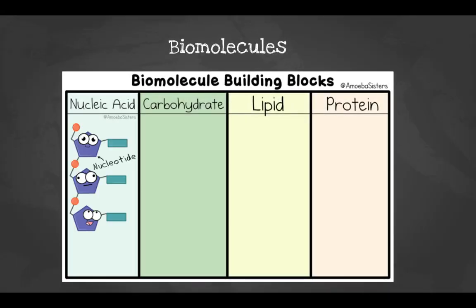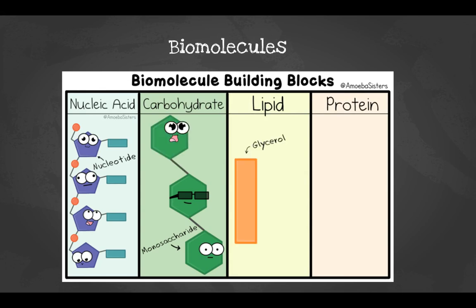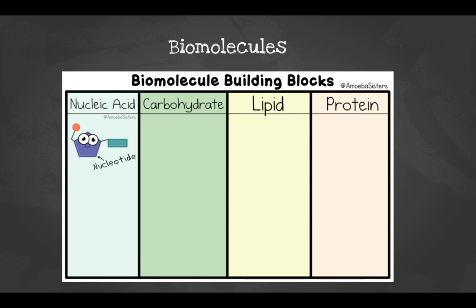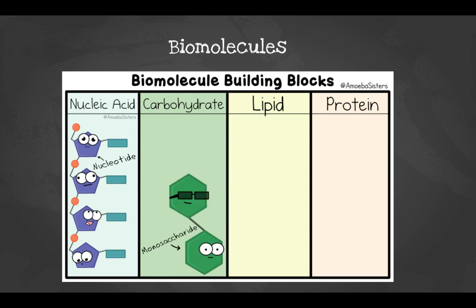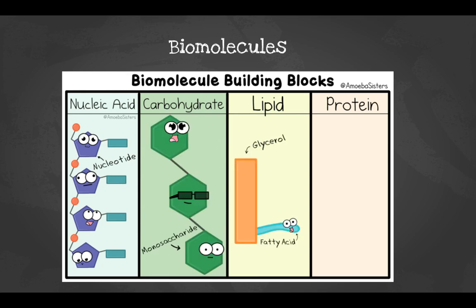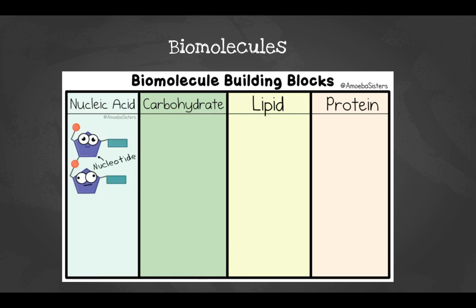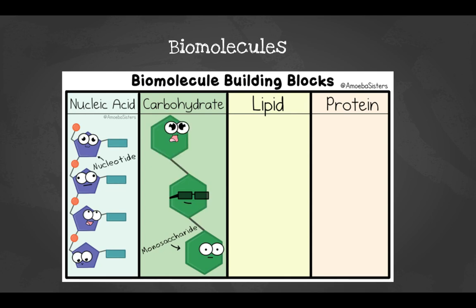So biomolecules, I love this little pictogram going on here from the Amoeba Sisters. We all know and love the Amoeba Sisters. This is showing you the four biomolecules that we'll be talking about. They are the building blocks of life. We have nucleic acids, we have carbohydrates, we have lipids, and lastly, proteins. And this is showing you how these structures are put together. I love this little moving diagram. We will be referring back to this so you guys can get a really good picture of what is happening as these molecules are being built.